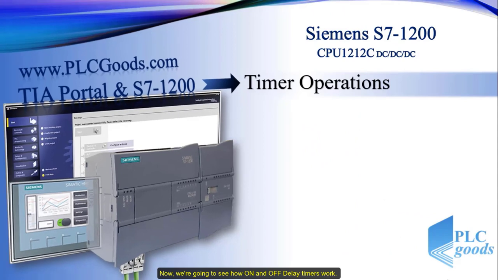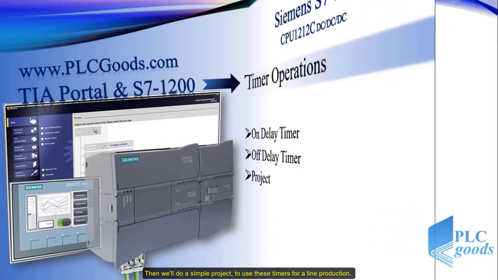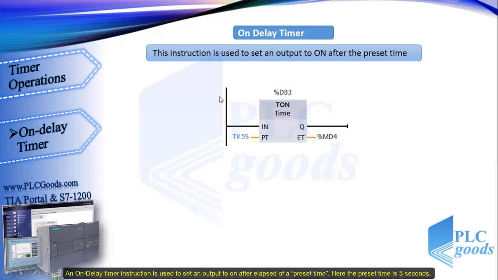Now, we are going to see how on and off delay timers work. Then we will do a simple project to use these timers for a line production. All right, let's start with the on-delay timer symbol in ladder language. An on-delay timer instruction is used to set an output to on after elapsed of a preset time. Here the preset time is 5 seconds.